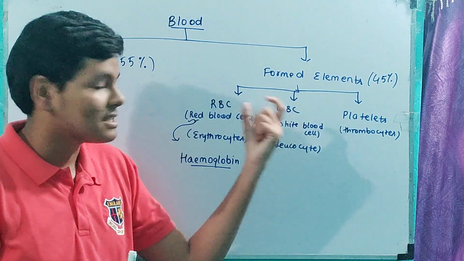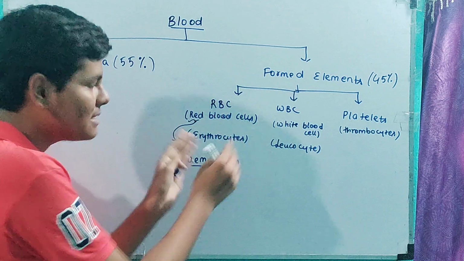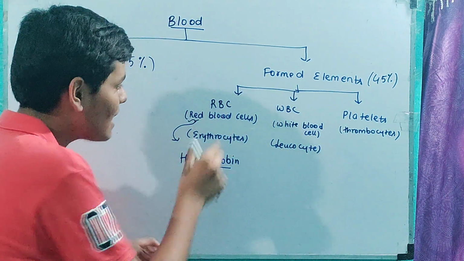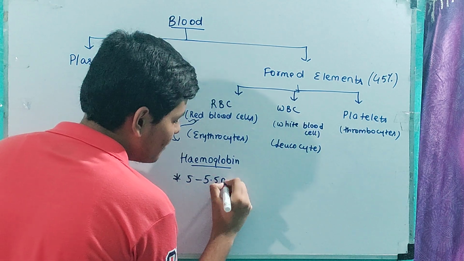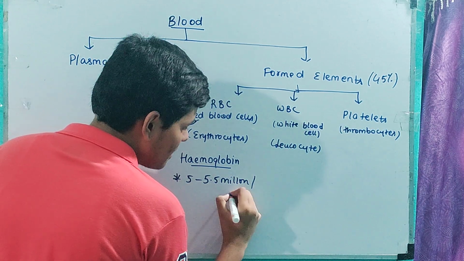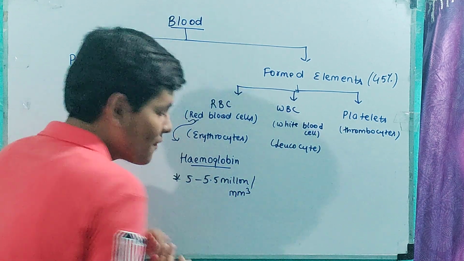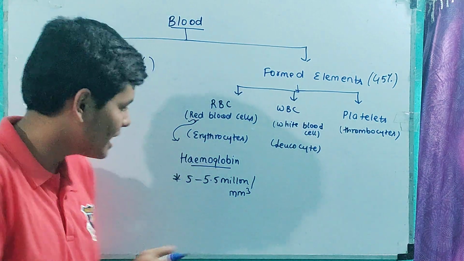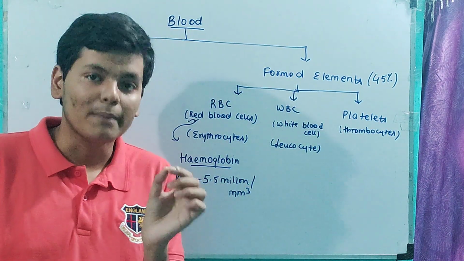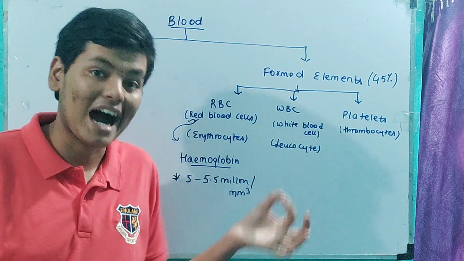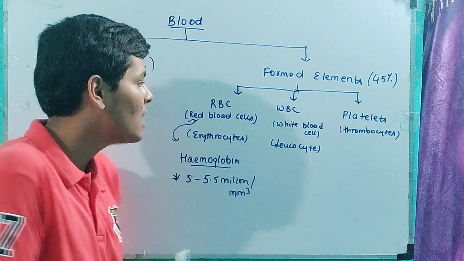Now white blood cells, WBC. The function of RBC, as said, is transportation, and RBC is the most abundant, that is 5 to 5.5 million per cubic millimeter. So if you take 1 cubic millimeter of blood, in that you can find 5 to 5.5 million, or 50 to 55 lakh RBCs.